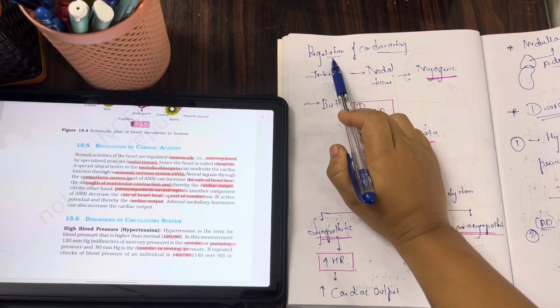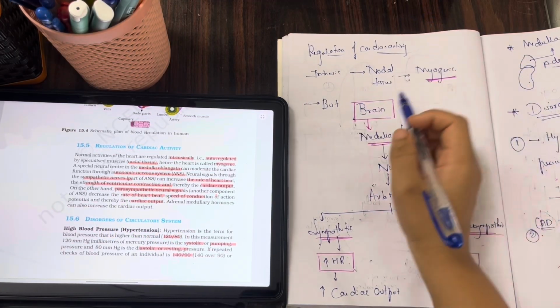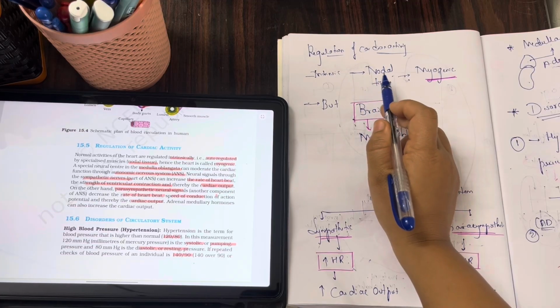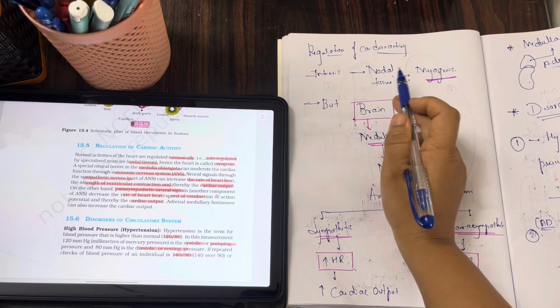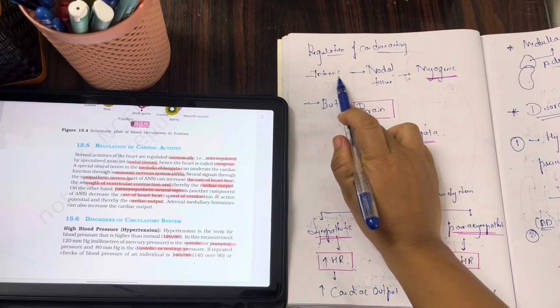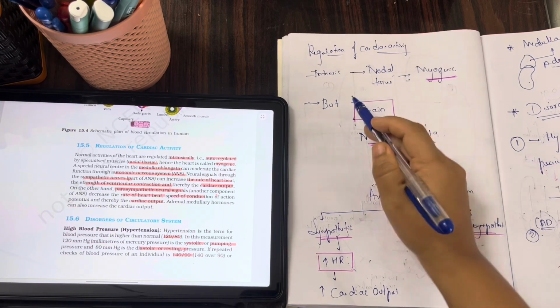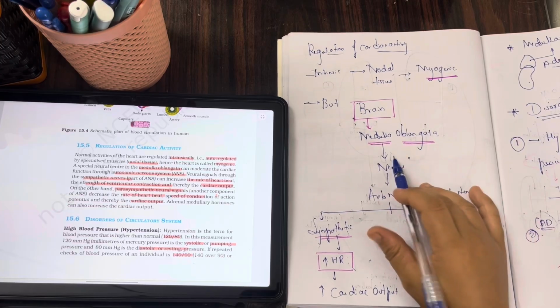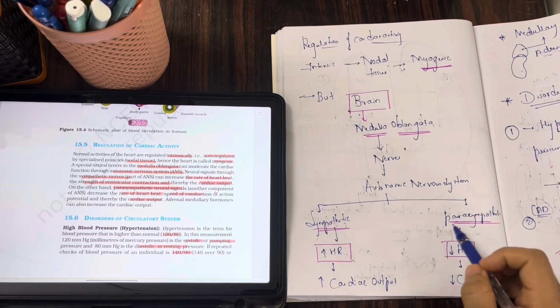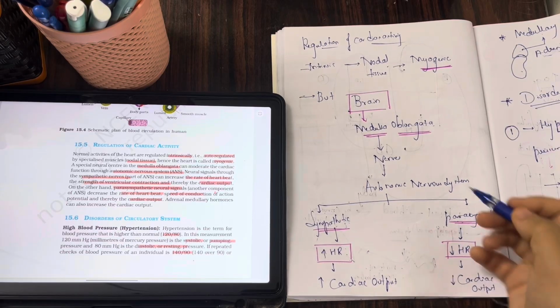Now talking about regulation of cardiac activity, as I have told you that the nodal tissues, that is SAN, AVN, all these things have a self potential to generate the action potential. Hence it is called intrinsic or myogenic. But even the brain has control over the heart through the autonomic nervous system. It contains two types of nerve fibers, that is sympathetic and parasympathetic.